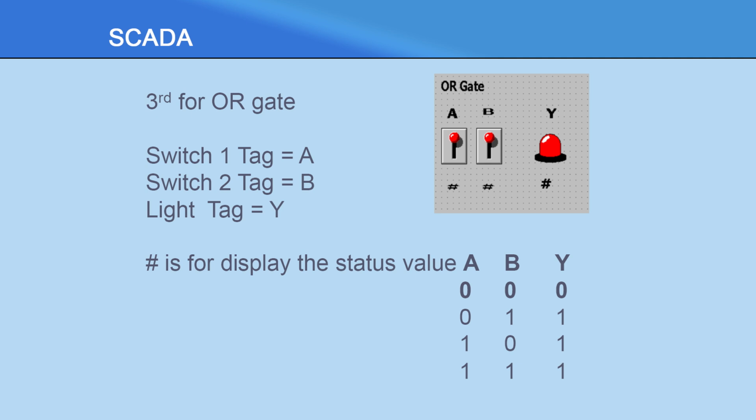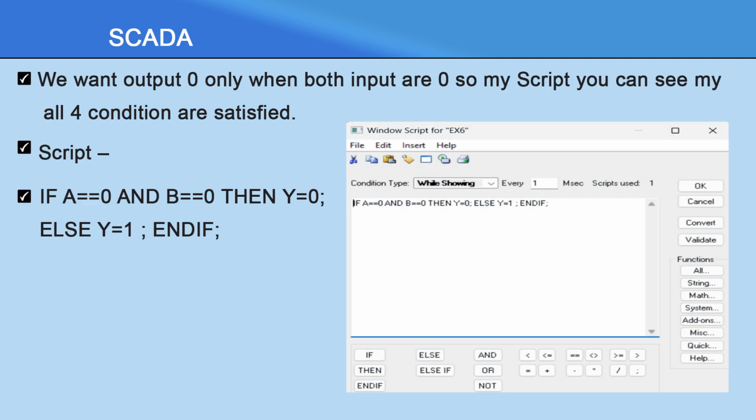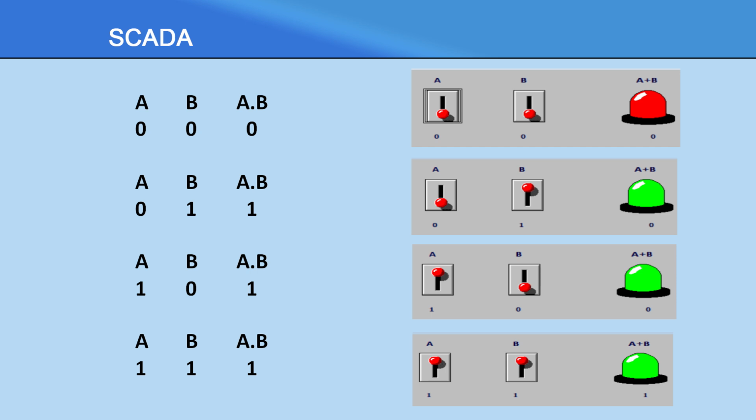So how can we write it in the script? Here we will see clearly, we want 0 when both are 0, else we want Y equal to 1. Got the condition? So how can we write it? If A is equal to 0 and B equal to 0, then Y equal to 0, else Y equal to 1. Means when A is 0, B is 0, then only Y is 0, and for the rest of the other cases Y will be 1. And keep this in mind, you have to add the end if at the last of the script. Got it? And the semicolon also.